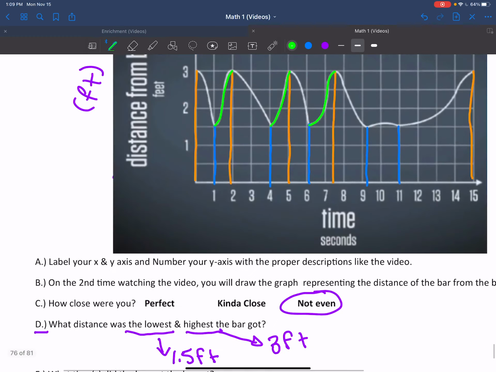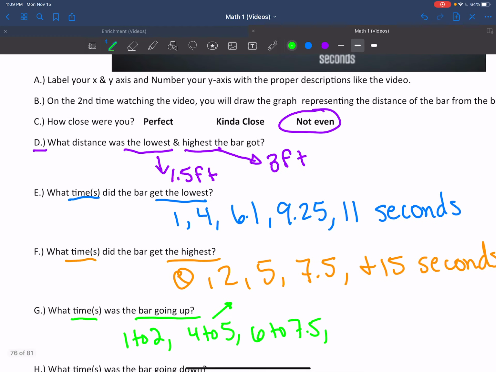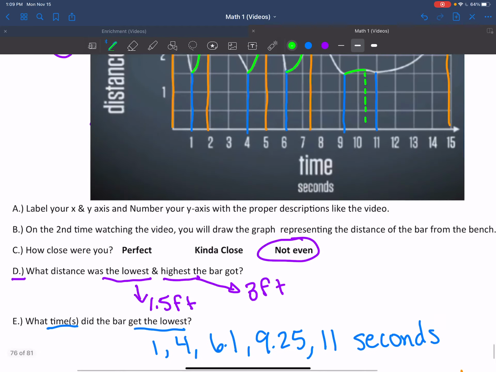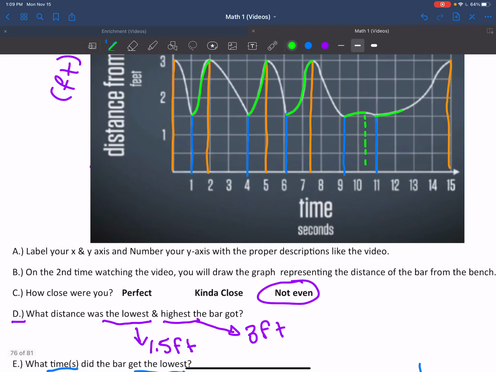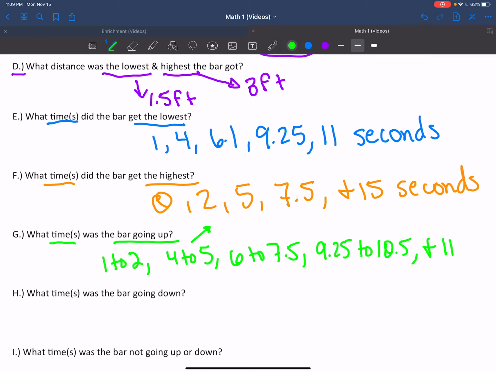And then it's increasing again. This is a weird one. It's increasing here and it stops about right there. So that's 9.25, and I will say that's about 10.5. So 9.25 to 10.5. And then the last one, there's quite a bit for the time it's increasing. It's from 11 seconds all the way up here to, I'm sorry, 15. So these are all the times that it is increasing.